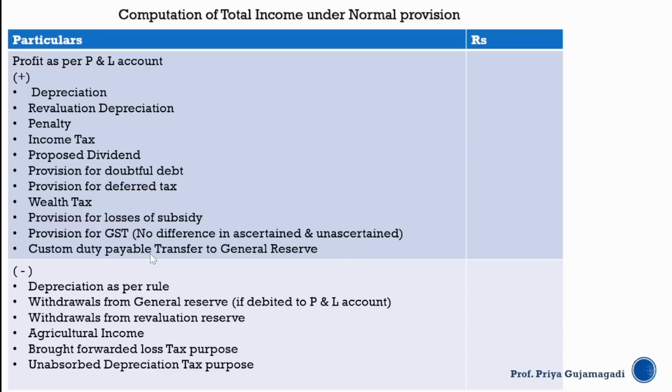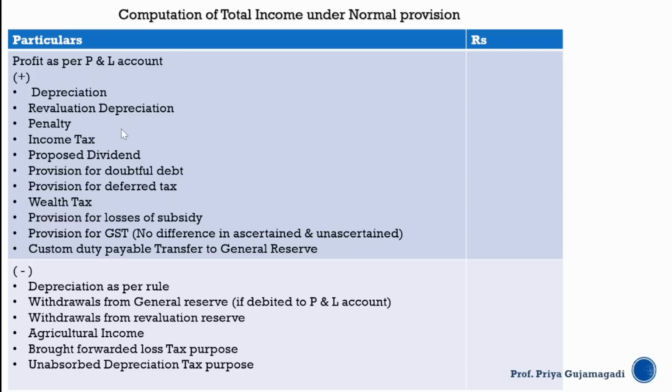Custom duty payable, transfer to general reserve. So these are the two different items. Any transfer to the reserves are there, we have to add them. And custom duty payable, it is not custom duty paid, there is a provision made. So custom duty payable, that we have to take. So these are the items to be added.